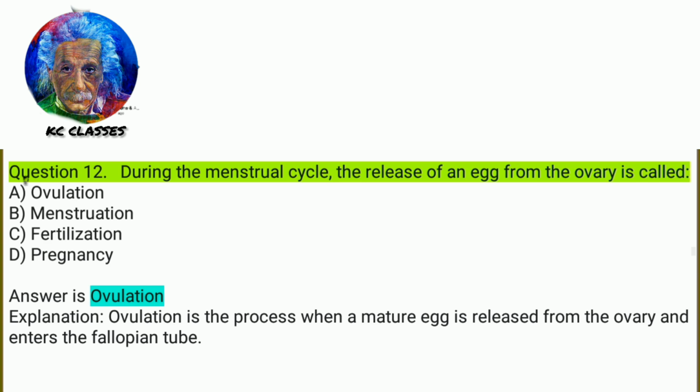Question 12. During the menstrual cycle, the release of an egg from the ovary is called A. Ovulation. B. Menstruation. C. Fertilization. D. Pregnancy. Answer is ovulation. Explanation: ovulation is the process when a mature egg is released from the ovary and enters the fallopian tube.